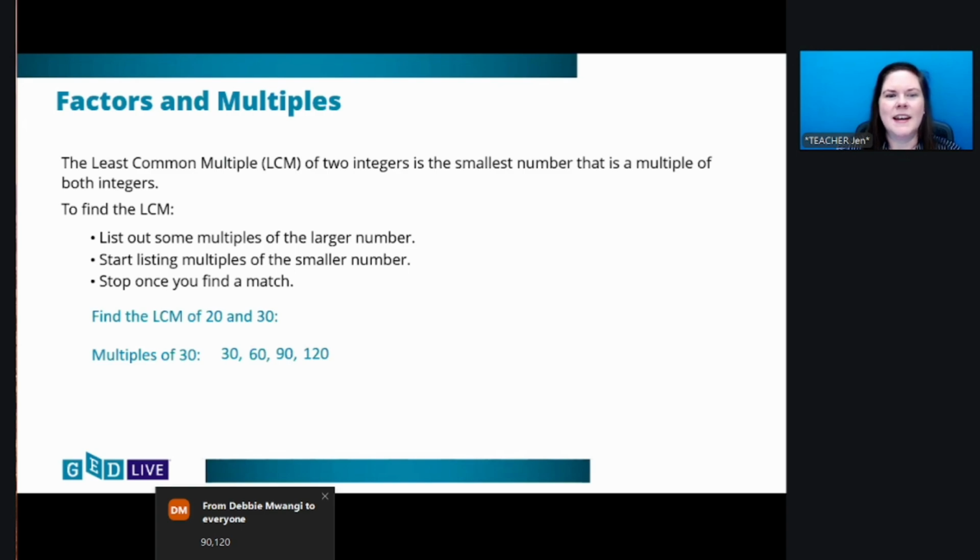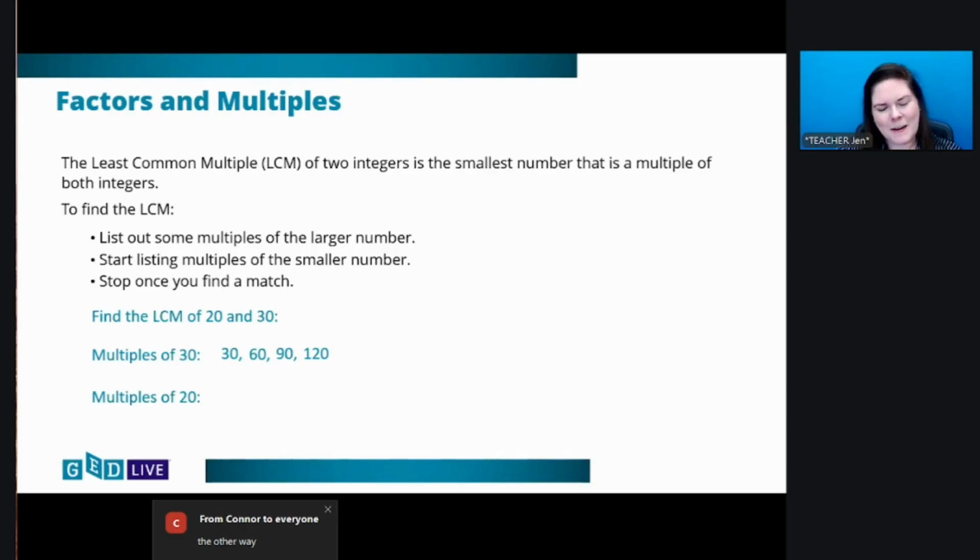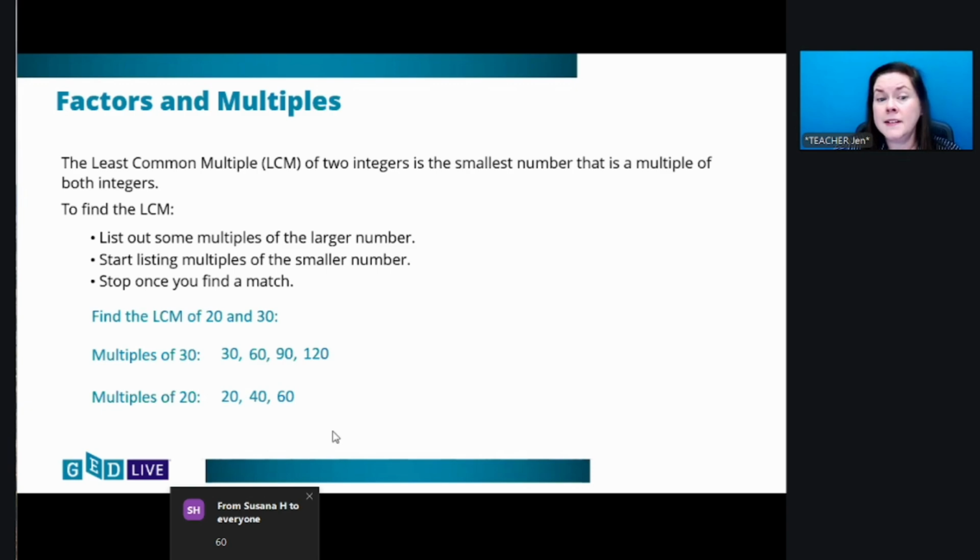Okay. Now let's talk about the multiples of 20. Share with me a few multiples of 20. We're getting good. Yep. Starting with 20, exactly. 20, 40, 60. Notice that there's a number that matches on the two lists. What is that number? Right. The smallest number that matches is 60. So that's the LCM, the least common multiple.